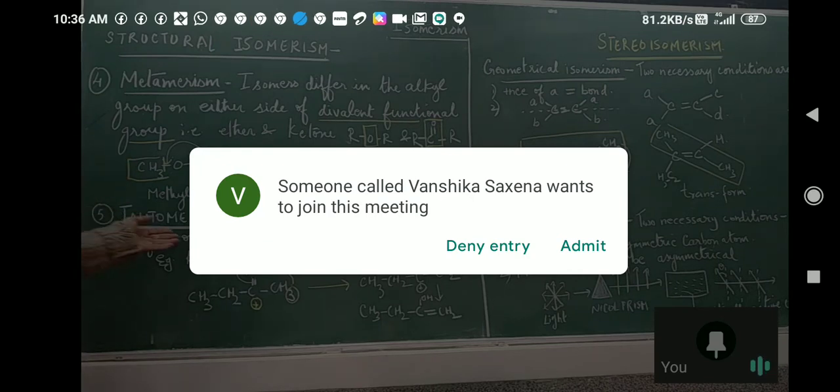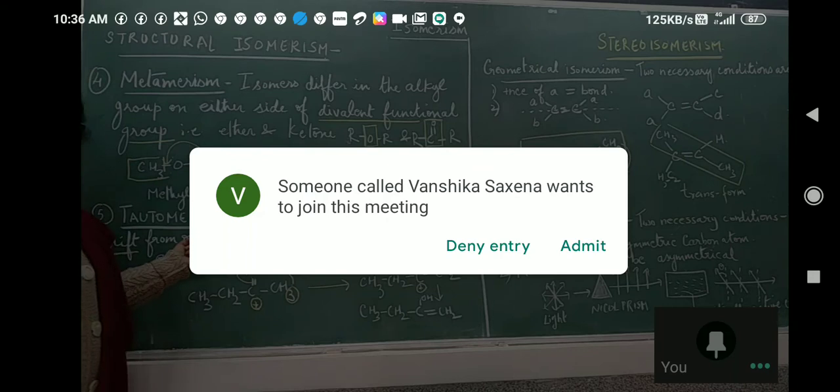What is the meaning of polyvalent? Polyvalent means any atom having valency more than 1. So only hydrogen has valency 1 and fluorine has valency 1. Rest of them all have more than 1 valency. Can be carbon also, can be oxygen also.